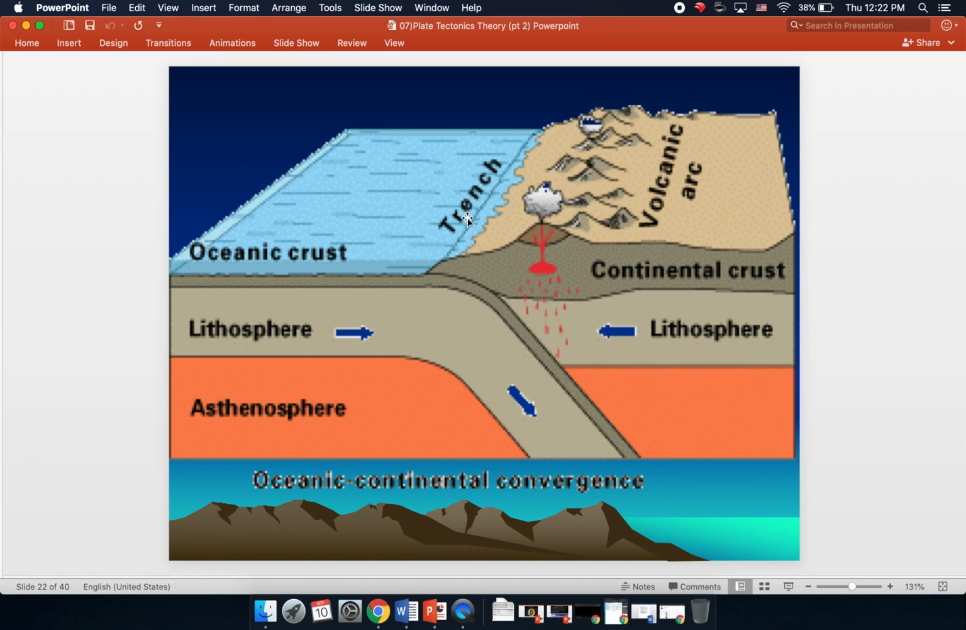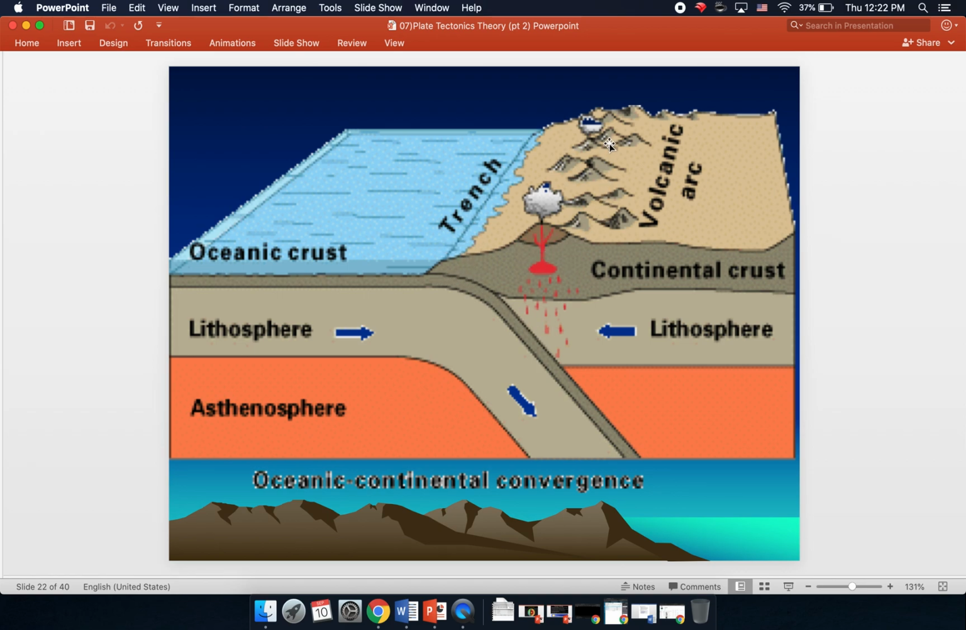Here you have that ocean trench. It's basically just this area where the edge of this continental plate is moving over the top of this oceanic plate, and it makes kind of like this V-shaped notch on the ocean floor.